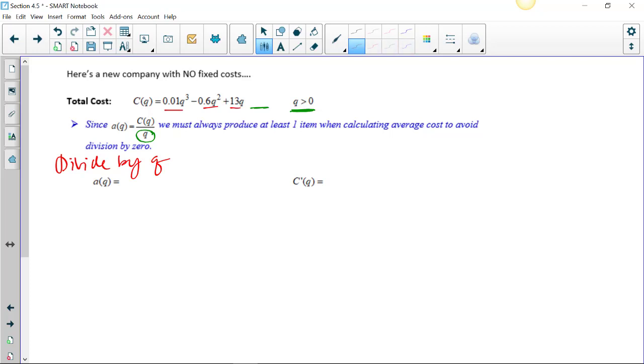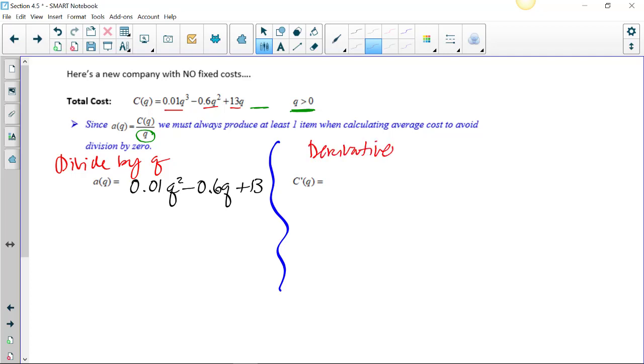So my average cost comes out to be 0.01Q squared minus 0.6Q plus 13. Okay, and let's look at our marginal cost. Remember, marginal cost is the derivative of the cost function. All right, so if I take the derivative, I get 0.03Q squared minus 1.2Q plus 13.